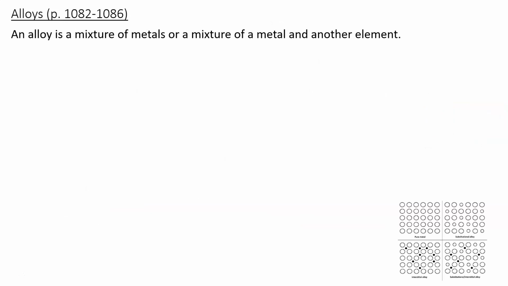Now let's talk about alloys. An alloy is a mixture of metals or a mixture of a metal and another element. So a pure metal, if you look down here at the bottom right, is just all the same atom, same metal. Then we've got these words: substitutional alloy, interstitial alloy, and a substitutional and interstitial alloy. We're going to define the difference between those three, but a mixture of a metal and another metal or a metal and another element is going to be called an alloy.